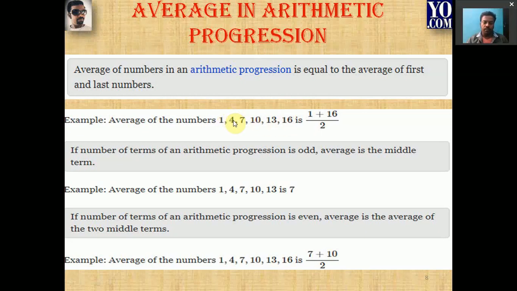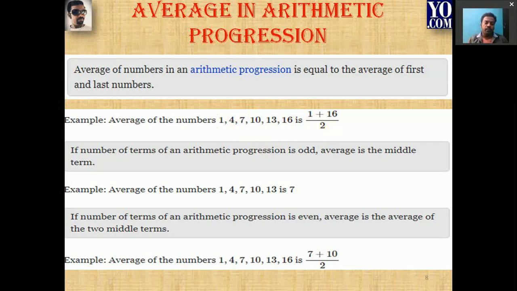So the first number is increased by 3, the second number is also increased by 3, the third number is also increased by 3, etc. Then in this case, the average of the given numbers is the average of the first number and the last number. Okay, 1 plus 16 divided by 2, that is the average.